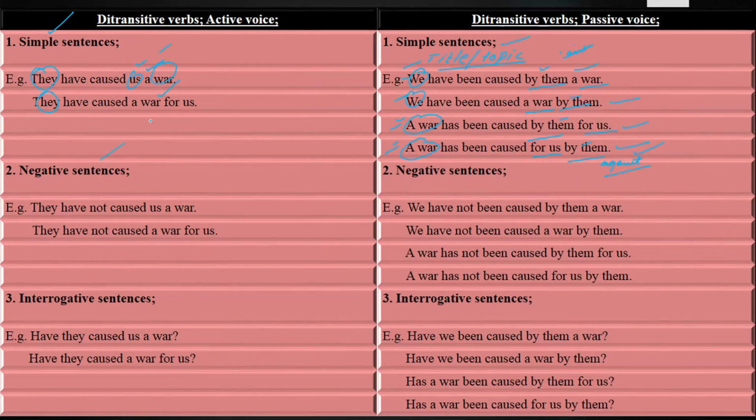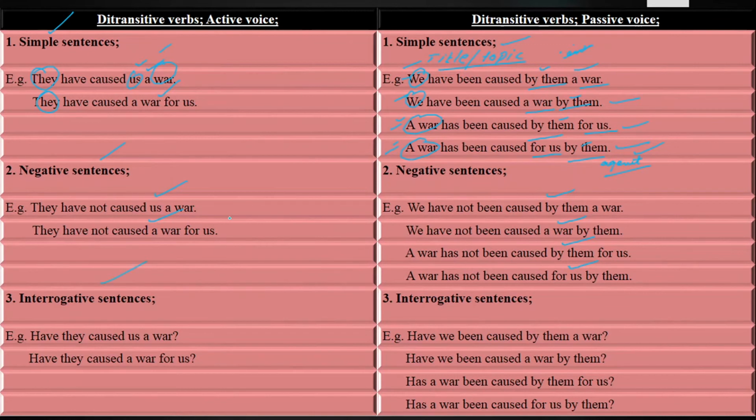Next we have negative sentences, those sentences in which we deny, reject or refuse the statement. They have not caused us a war, they have not caused a war for us. We have not been caused by them a war, we have not been caused a war by them. A war has not been caused by them for us, a war has not been caused for us by them.